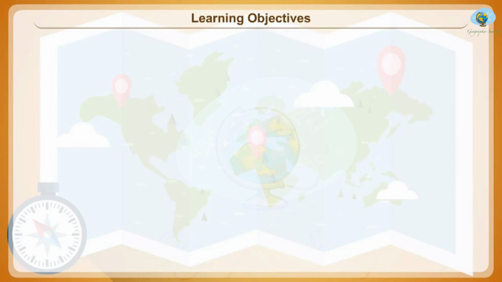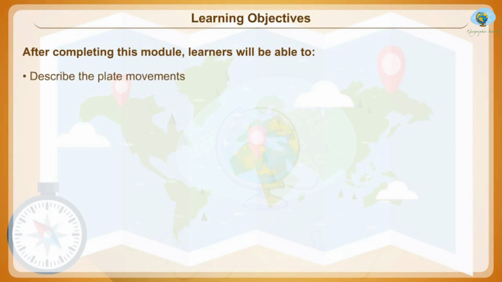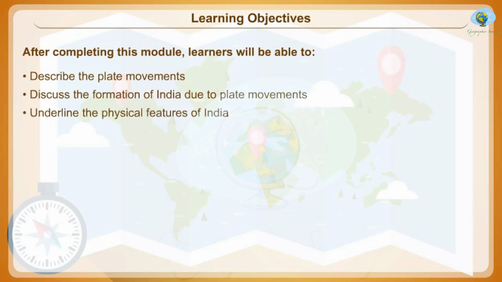Learning objectives. After completing this module, learners will be able to describe the plate movements, discuss the formation of India due to plate movements, underline the physical features of India, explain how India's physical features were formed.